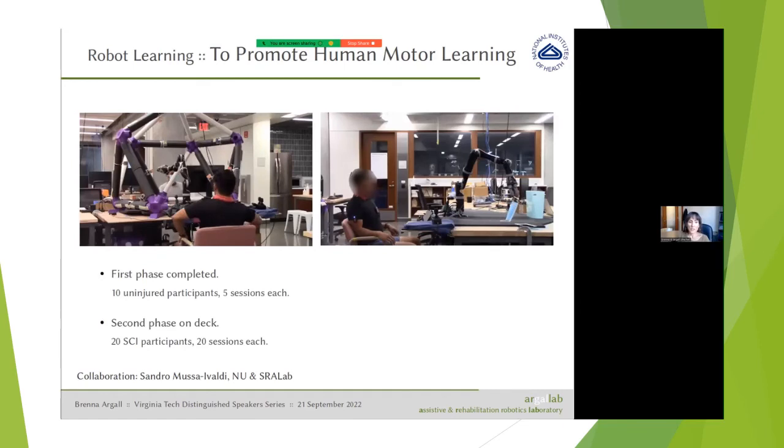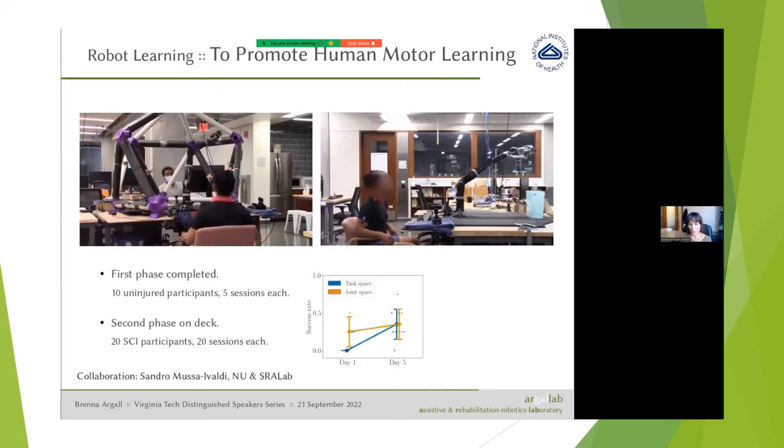So we have completed the first phase of this research, which was a pilot session of 10 uninjured participants over 5 sessions. This did not involve any autonomy. It was just to gather a baseline of human motor learning. We're now preparing to run the full study, which is going to be 20 spinal cord injured participants, each coming in for 20 sessions. So it's going to be quite an ambitious study. The results of this study are under review at the moment, but I just wanted to share 2 of them with you. So, one of our somewhat surprising results.